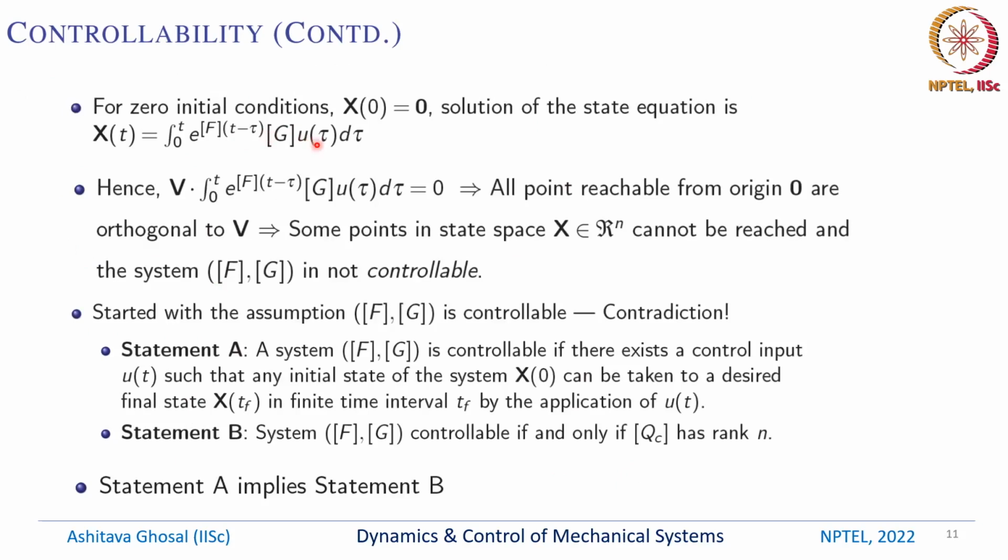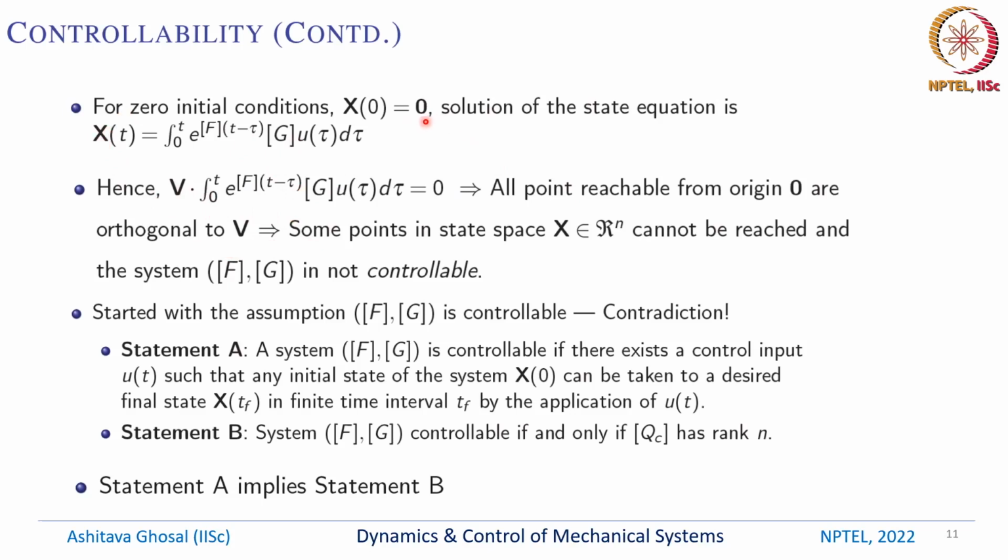So for zero initial conditions, x equals 0, the solution to the state equation is the integral from 0 to t of e to the power F(t minus tau) G u(tau) d tau. So hence v dot this right-hand side is now equal to 0. This implies all points reachable from origin 0 are orthogonal to v, because these are the points which are reachable from origin.